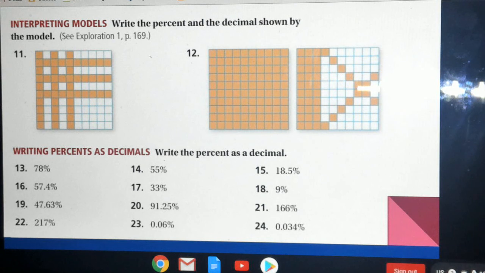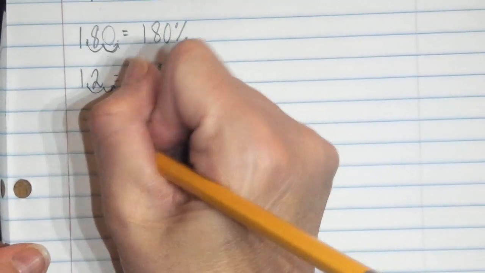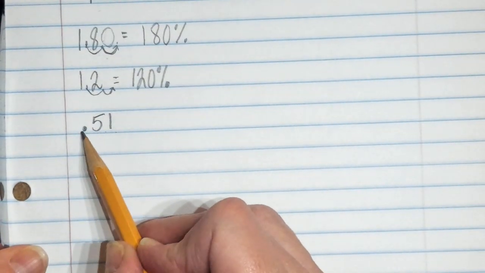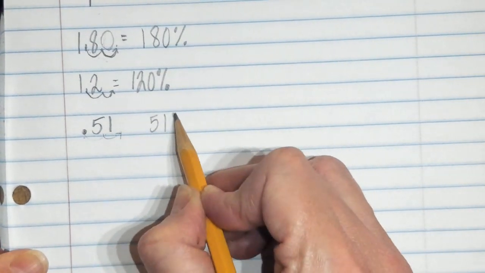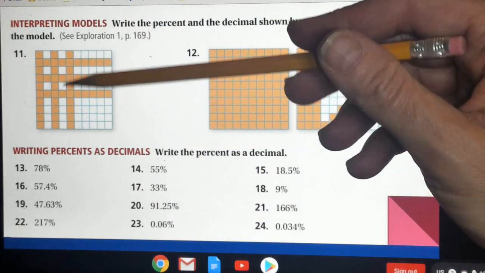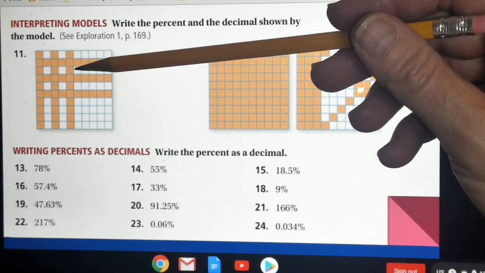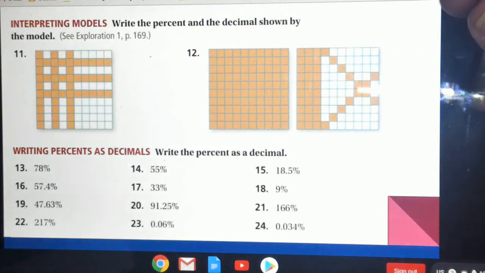So it says write the percent and the decimal shown below. So that one would be 0.51, which is 51 hundredths. And if I wanted to change that decimal to a percent, I'd go 2 places to the right, and I would get 51%. So I put an equal sign here because these are equal. And that just means that it's almost halfway shaded. It's just funky looking the way they shaded it. But there's actually 1 extra block shaded that needed to be for 50% because it's actually 51% shaded.